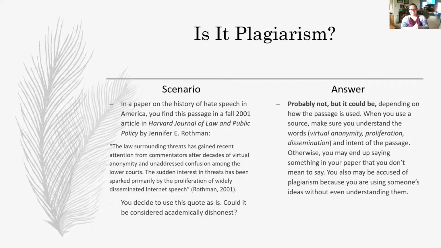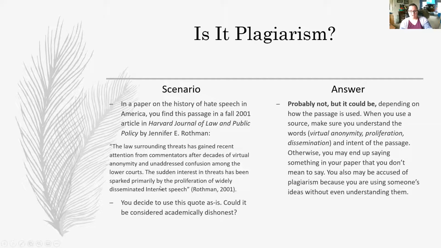Next scenario. So, in a paper on the history of hate speech in America, you find this passage right here in the fall 2001 article in Harvard Journal of Law and Public Policy by Jennifer E. Rothman. So, you're writing a paper about the history of hate speech in America. You read this article, and this section right here stood out to you, and you would like to quote it in your paper.